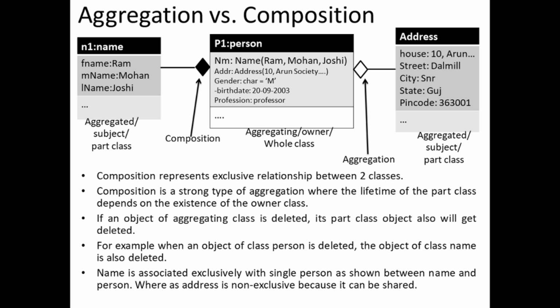Name is associated exclusively with a single person, as shown between name and person, whereas address is non-exclusive because it can be shared. So this is the difference between aggregation and composition. Aggregation is non-exclusive, composition is exclusive.